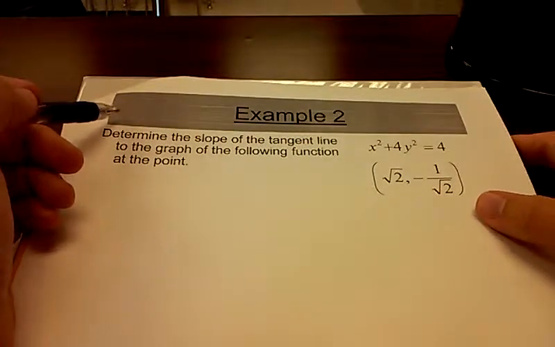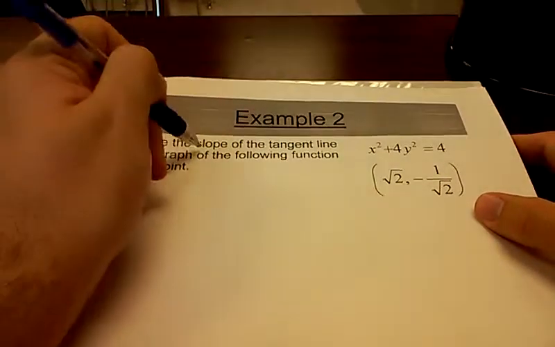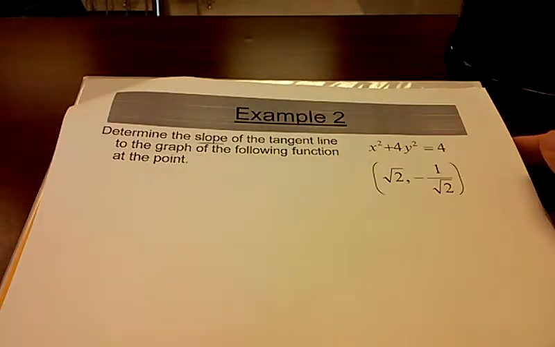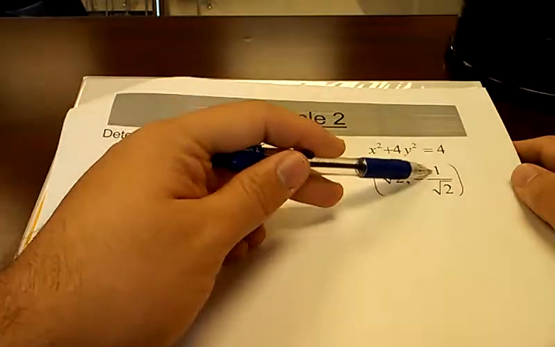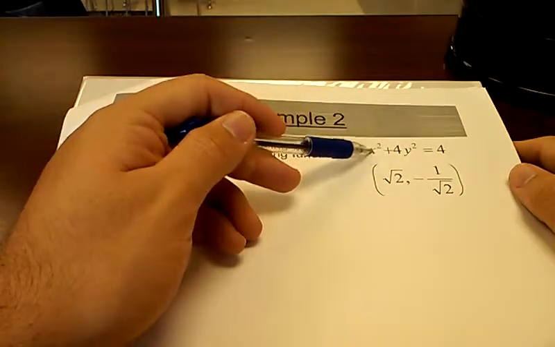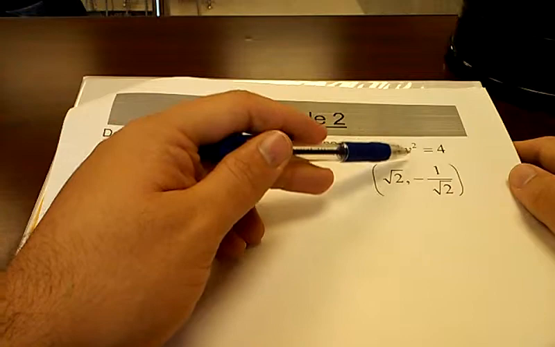All right, guys, let's look at this problem. It says determine the slope of the tangent line to the graph of the following function at the point square root of 2, negative 1 over square root of 2. My function is x squared plus 4y squared equals 4.